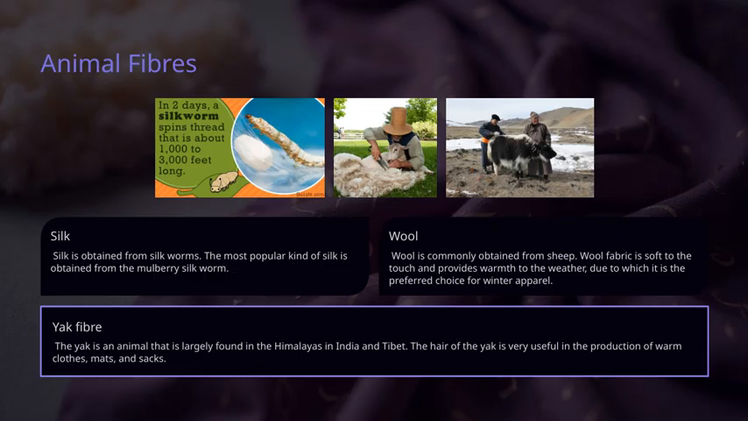Finally, there's wool, which we mostly get from sheep. Wool fabric is soft to the touch and provides excellent insulation against cold weather, which makes it a preferred choice for winter clothing. Connecting all these, you can see how different animal fibers contribute to our clothing and other textile needs, especially in various climates and regions.